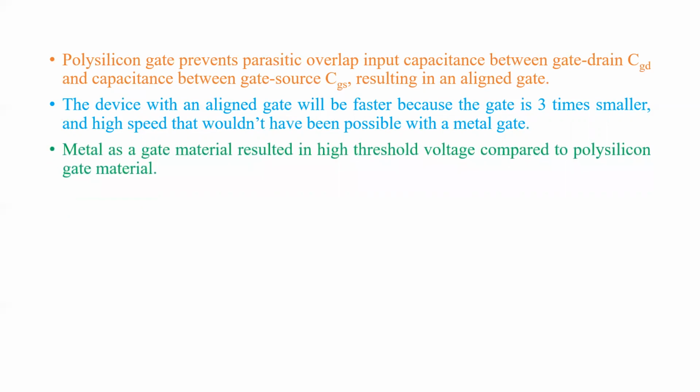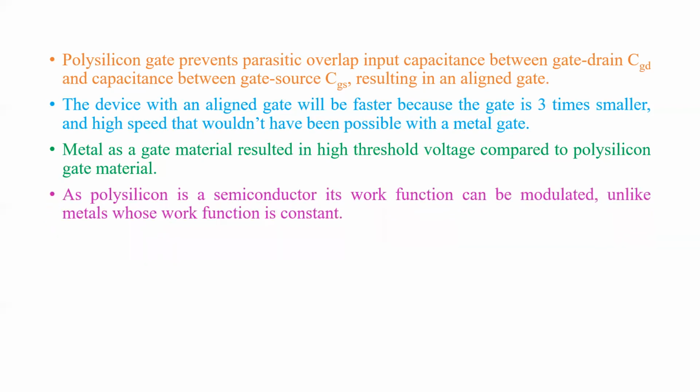Now, metal as a gate material results in a high threshold voltage compared to polysilicon gate material. We know that to turn on the MOSFET device, we need to apply a voltage above the threshold voltage. But with metals like aluminum as the gate material, the threshold voltage is high. With polysilicon, the threshold voltage is low. This is an advantage with polysilicon material.